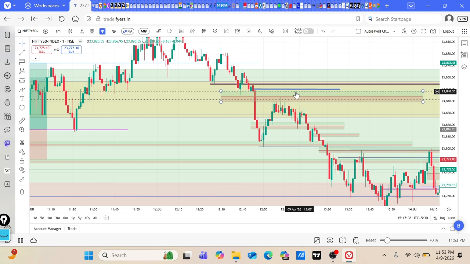23,850 PE. Okay, so 23,850 PE. Here I just bought something around the 200 level, and then I sold here some, and then I sold here, and again I have bought, and again I have sold. So you can see the timing over here. This is 131, this is 123, and where I have bought around 1. Okay, so 23,850 PE, and I'll show you again.